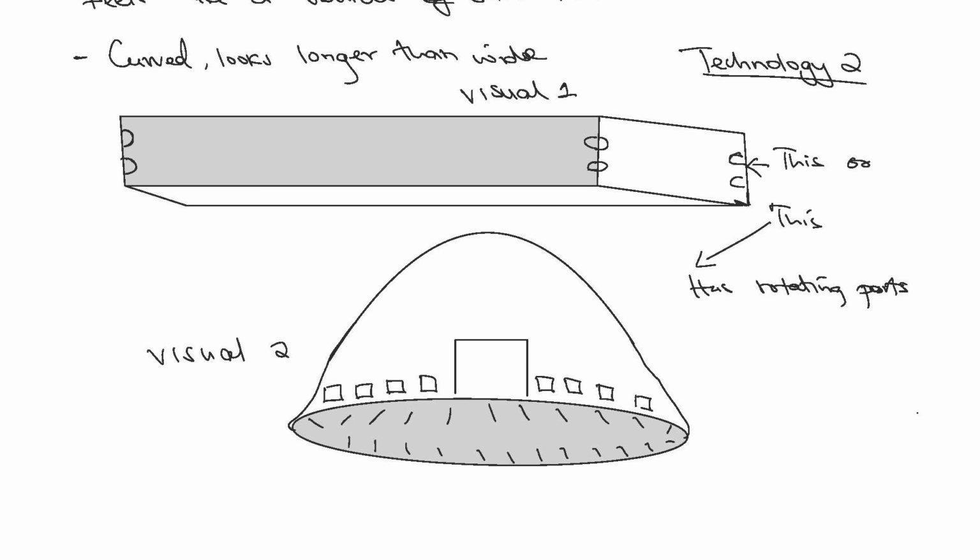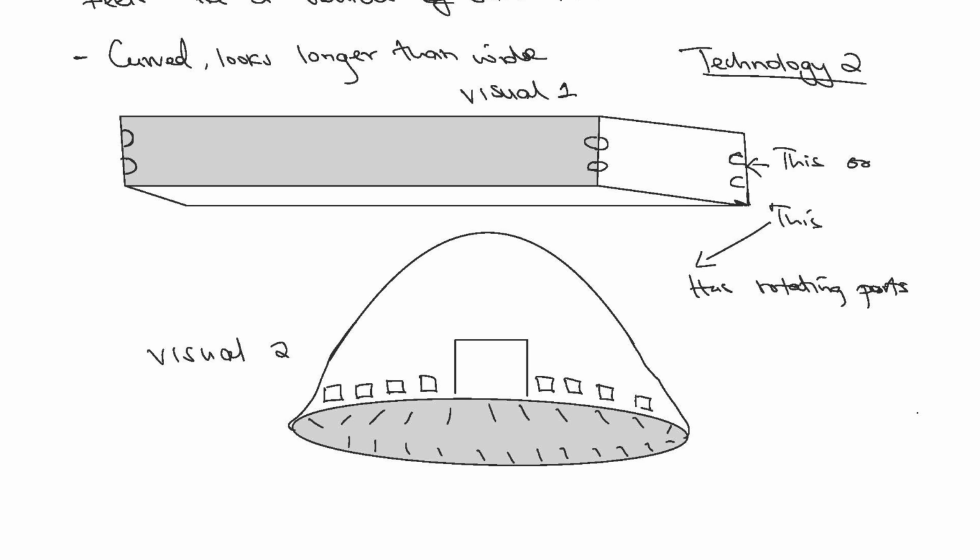Looks curved. I was getting 2 visuals actually with this technology 2. I was getting a curved, longer than wide type of object that had rotating parts, but I was also getting a rectangle type shape with grooves on the edges. So I don't know. I kept seeing both, so I just decided to draw both. Okay, great. So it seems like an unusual technology.